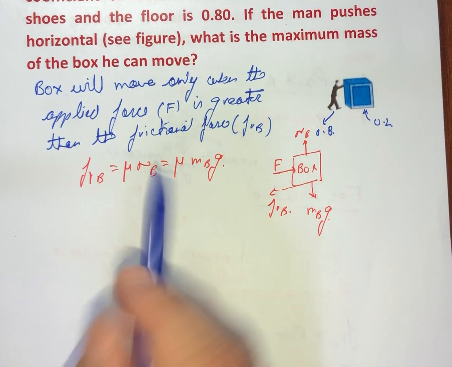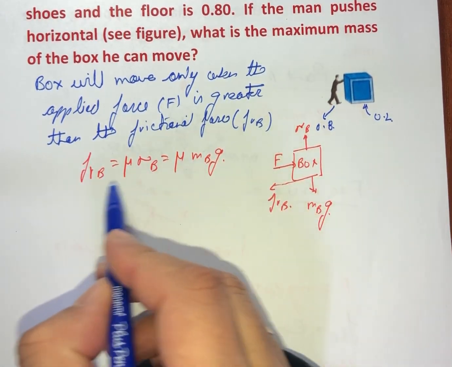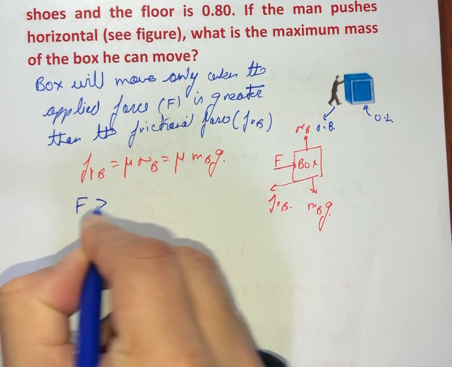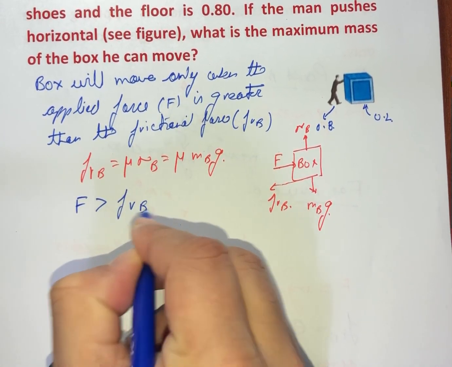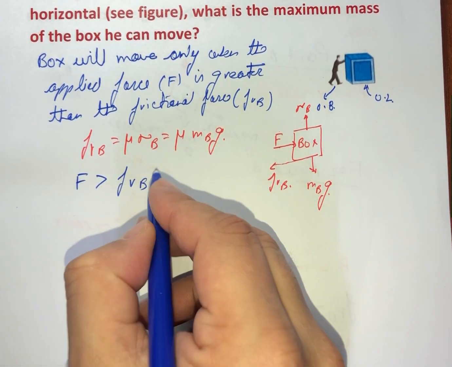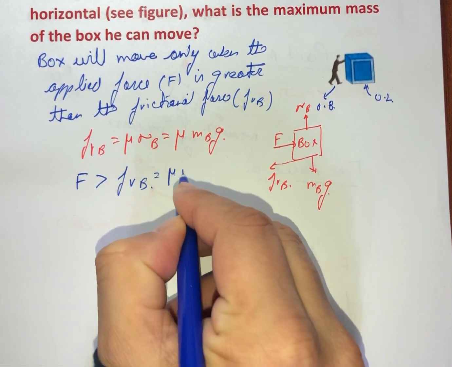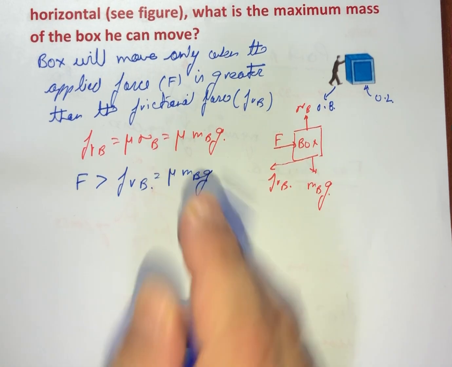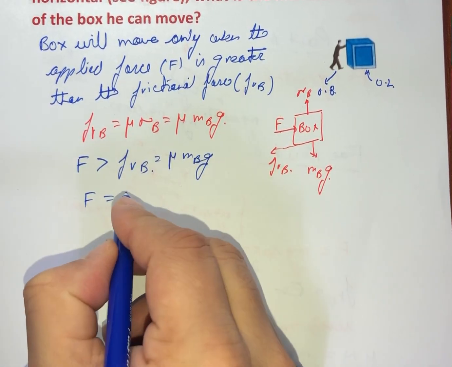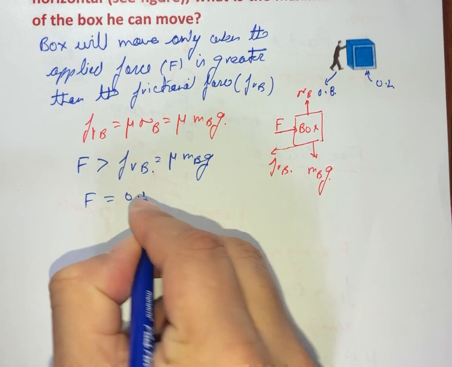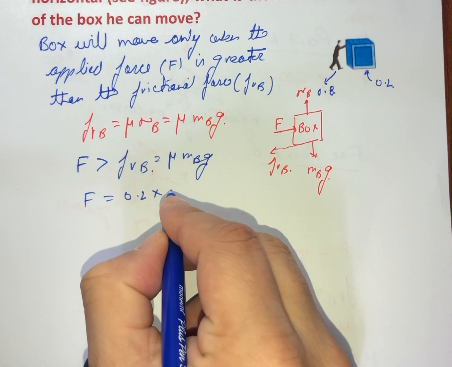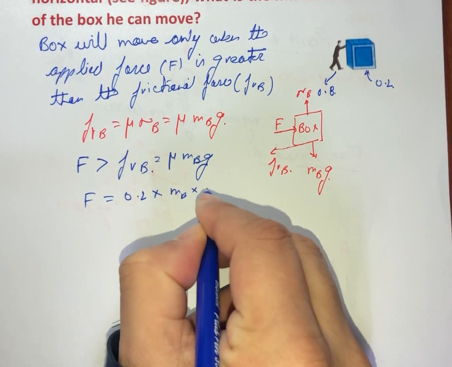So now the applied force should be greater than the frictional force. So we can say the applied force should be greater than FRB, or FRB we already know is mu MBG. We substitute the value. You can say mu is given as 0.2. The mass of the box we have to find out, that is MB, and multiply by G.